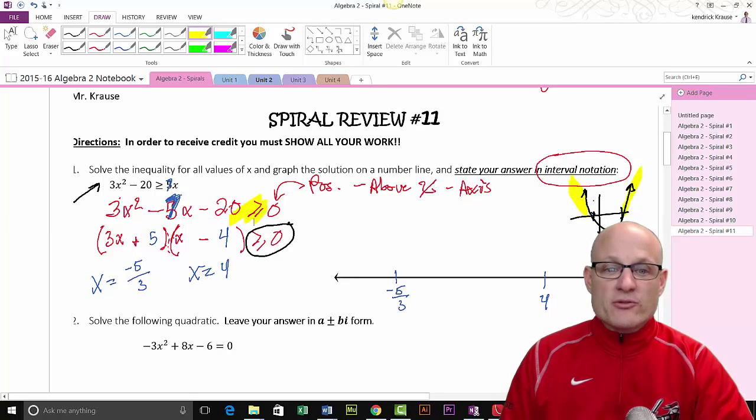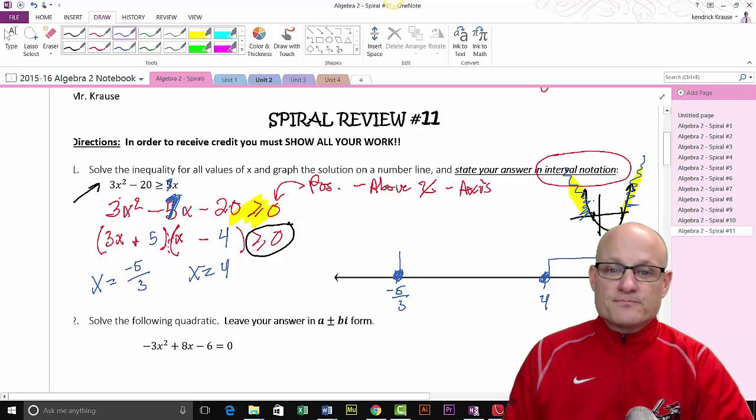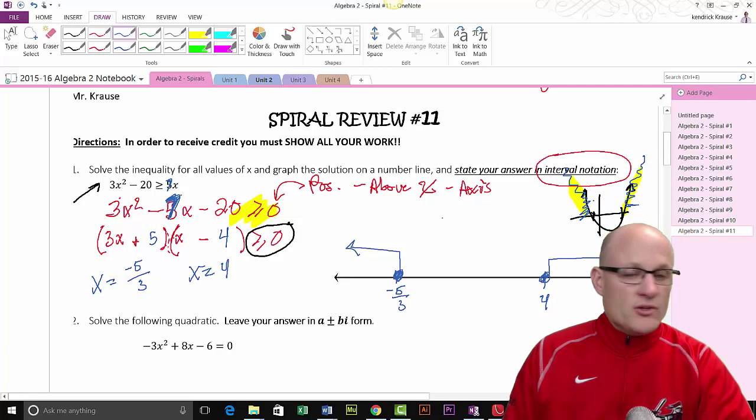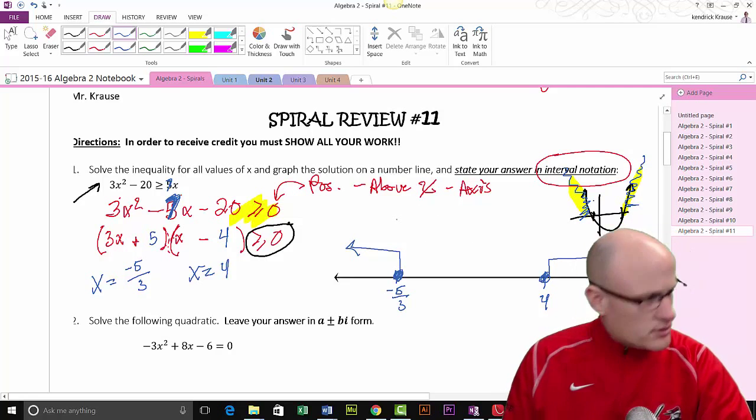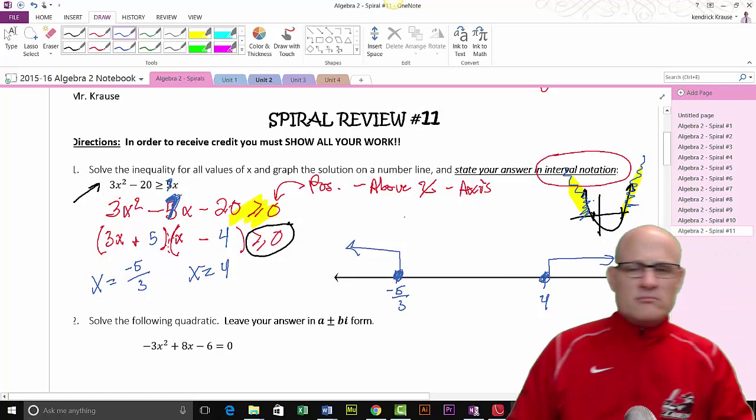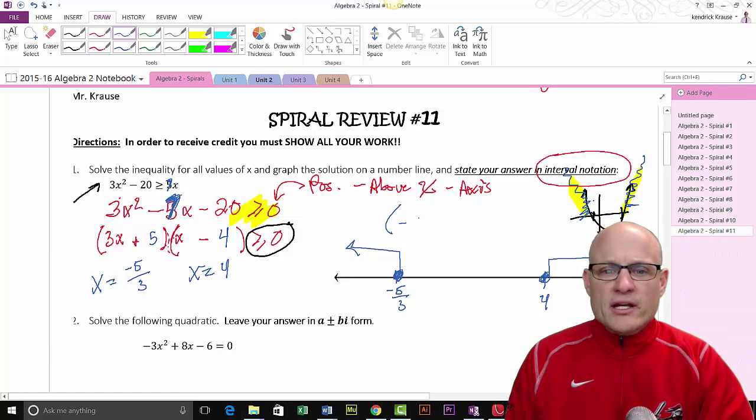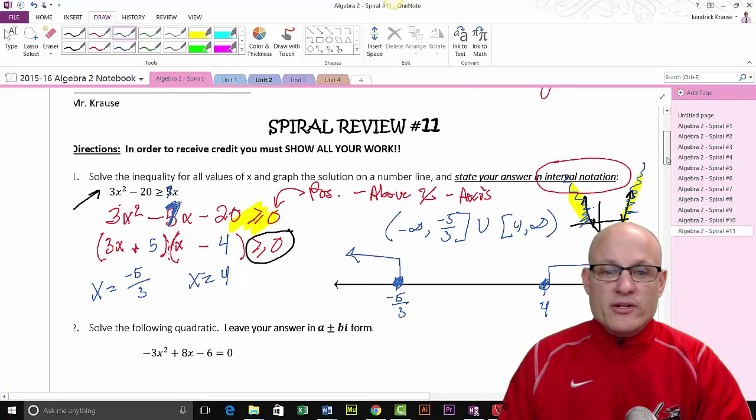Now, it can be equal to, so we're going to use solid dots at these two points. And since it can be in this general area and this general area, I want to go out this way. So in interval notation, that would be negative infinity to negative 5 over 3, bracket, union, bracket, 4 to positive infinity. All right, problem 1's done.